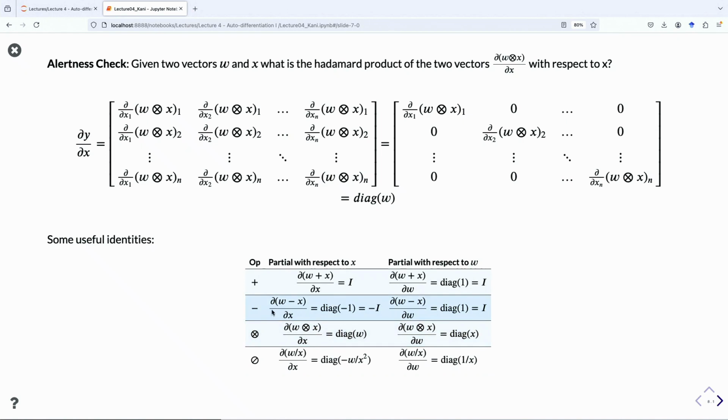Same deal here, w minus x, you take the derivative with respect to x. What should happen? This w goes to 0, this -1 comes through, so you get -1 times the identity matrix, which makes sense. So we talked about the Hadamard products. It becomes diagonal w. And the derivative of w, I won't go through the tedious writing out of the whole matrix.